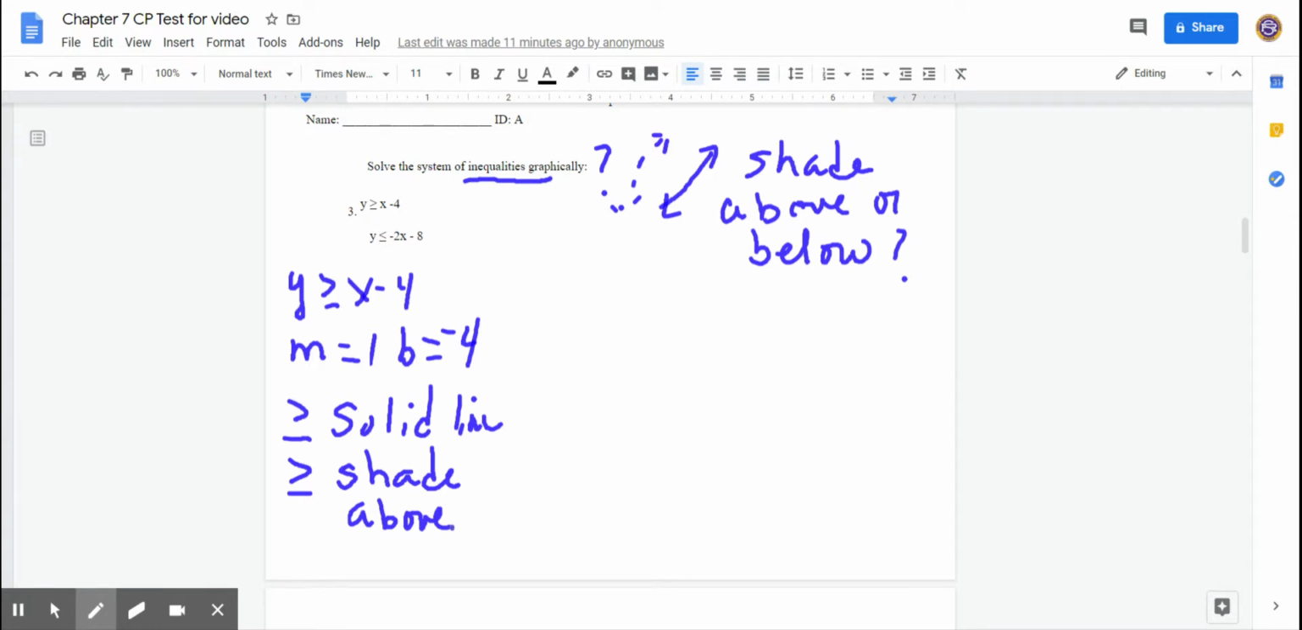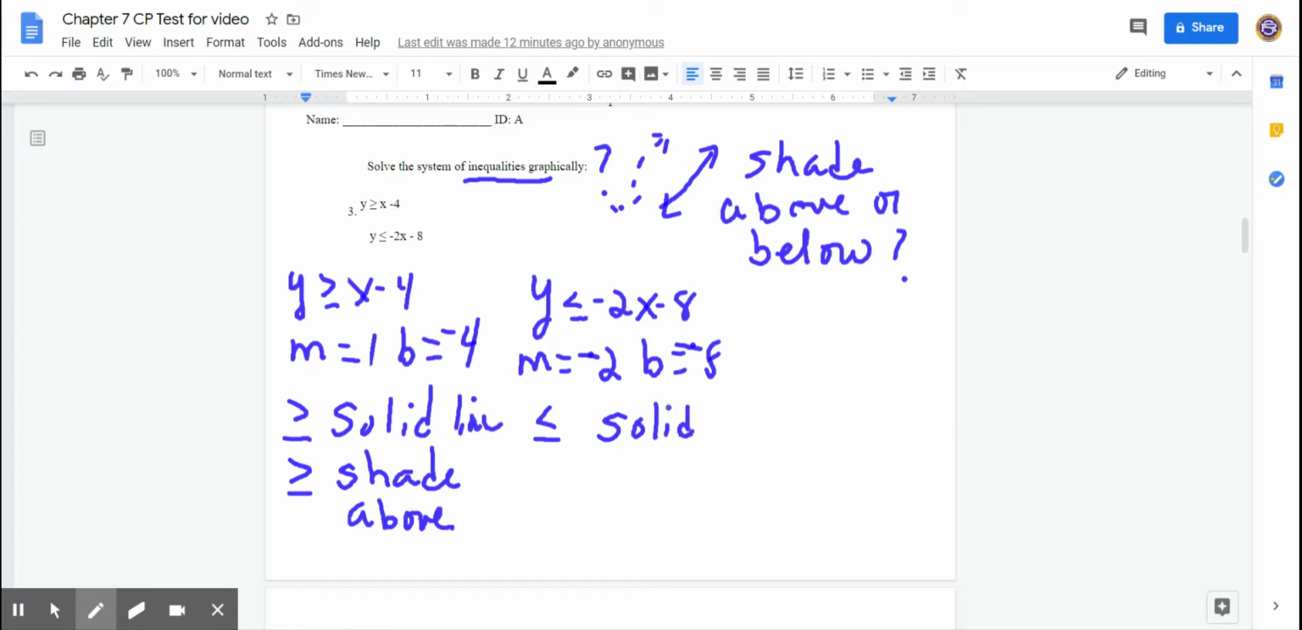The second one is y is less than or equal to negative 2x minus 8. So that slope is negative 2, and the y-intercept is negative 8. Again, it's less than or equal to. It's equal to, so we have a solid line. And it's less than or equal to, so now we're going to shade under or below the line because y gets smaller as it moves down the axis.